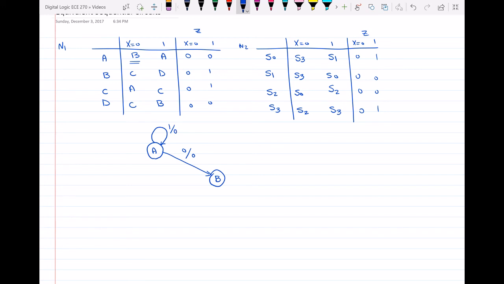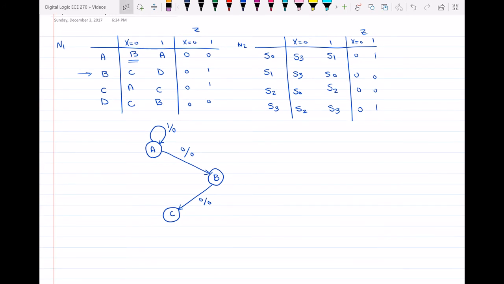So when we are at state B, we are at the second row. When we are at state B and x is equal to 0, we're going to go to the third state, state C. So this is going to be 0, and the output is also 0. And when we are at state B, if x is equal to 1, we're going to go to the fourth state that we're going to define here, state D. And what is the output here? If we are at state B and x is equal to 1, the output is equal to 1. So this will be 1 over 1.